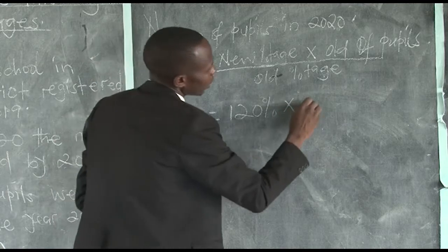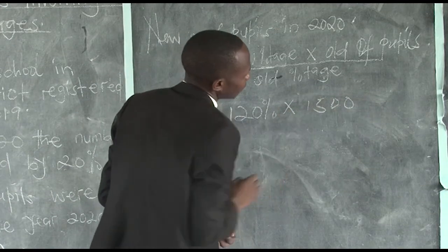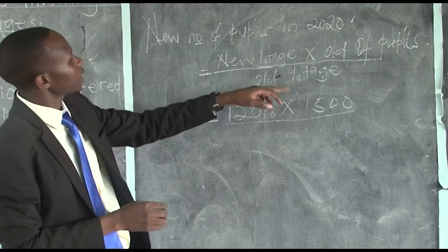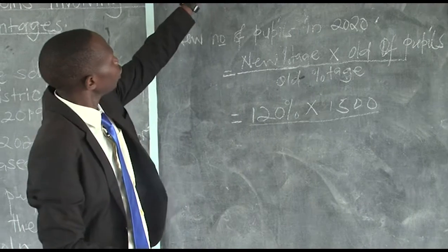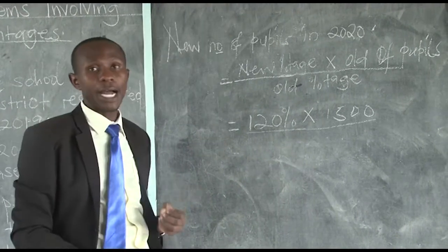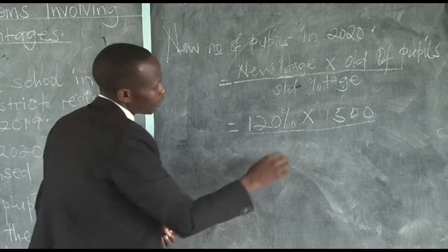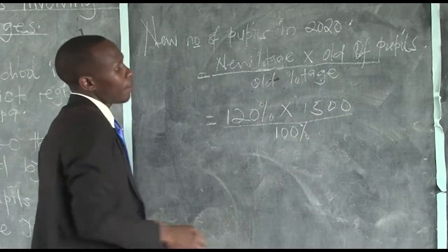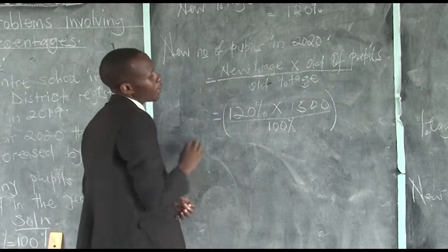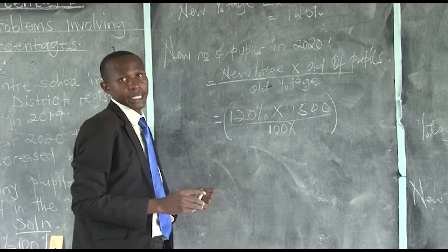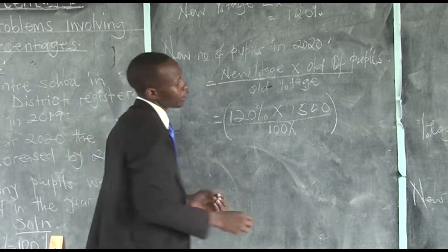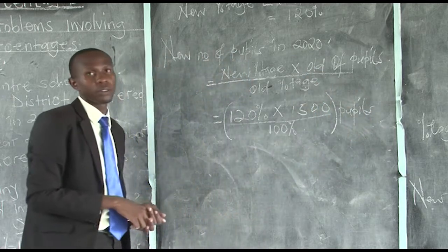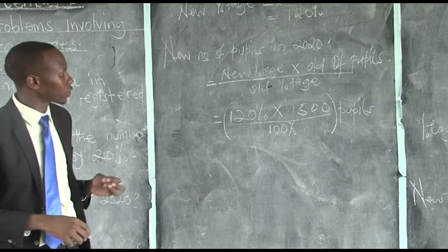So we'll multiply by 1,500 divided by the original percentage. What is our original or old percentage? Our original or old percentage is equal to 100%. So I'll divide it by 100%. Whereby, what I'll come out with should also have the unit. And which unit are we having here? It is in pupils. So if the unit is pupils, let's work this out.